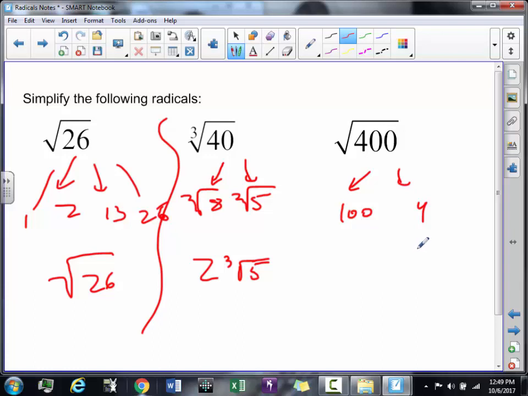Now, this one I want to point out, though. What happens if both numbers are square rootable? Because 100 square roots to give you 10, right? 4 square roots to give you 2. What's my final answer, then? What about under the root sign? Yeah. In theory, you could write it as 20 root 1.